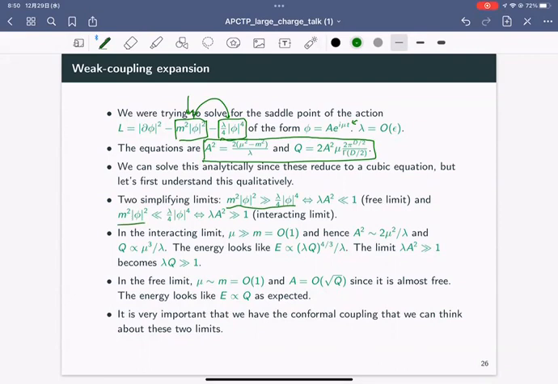Basically, when this wins, it's the free limit. When this wins, it's the interacting limit. So in the interacting limit, for example, mu is much greater than m, and then this means that A squared is proportional to mu squared, and Q goes like mu cubed. So the energy properly looks like lambda times Q to the 4/3. And this limit becomes lambda Q much greater than one. I think it's complicated, but it's the computation. It's what you can do.